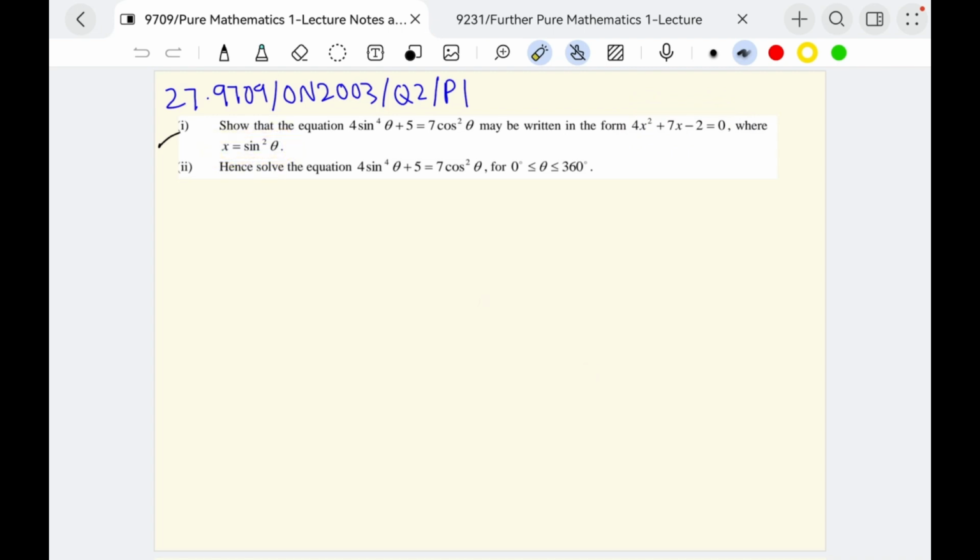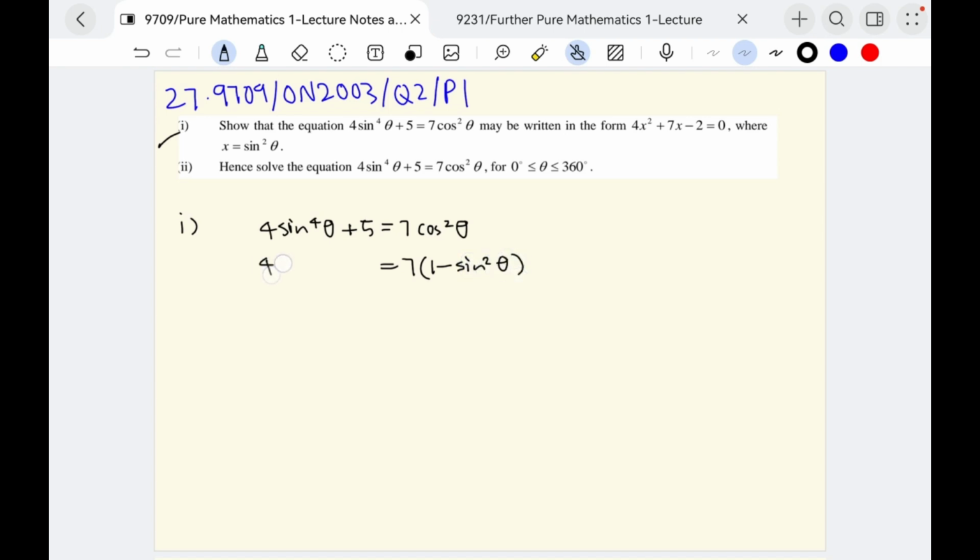So this is the quadratic term, just like you substitute sine square theta as x. So this is how it is carried out. Starting from 4 sine power 4 theta plus 5 equals 7 cos square theta. As you can see, the answer wants x to be only in terms of sine square theta. So what you can do is get rid of the cos theta by using the Pythagoras identity. So just replace cos square theta by 1 minus sine square theta.